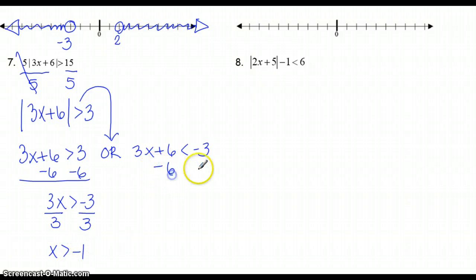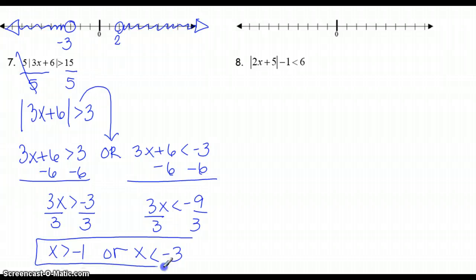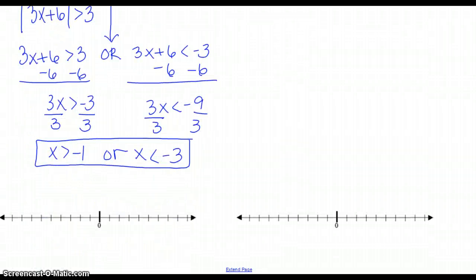Now do the other inequality. Subtract 6 from both sides. 3x is less than negative 9. Divide both sides by 3. x is less than negative 3. So our solution is that x is greater than negative 1 or less than negative 3. So here's negative 1. We want greater than negative 1. And less than negative 3. Here's negative 3. Less than negative 3.